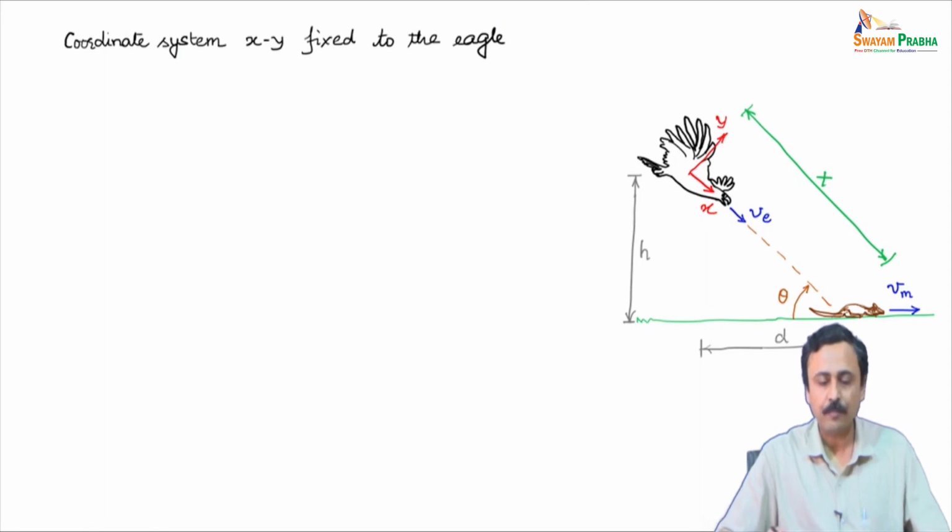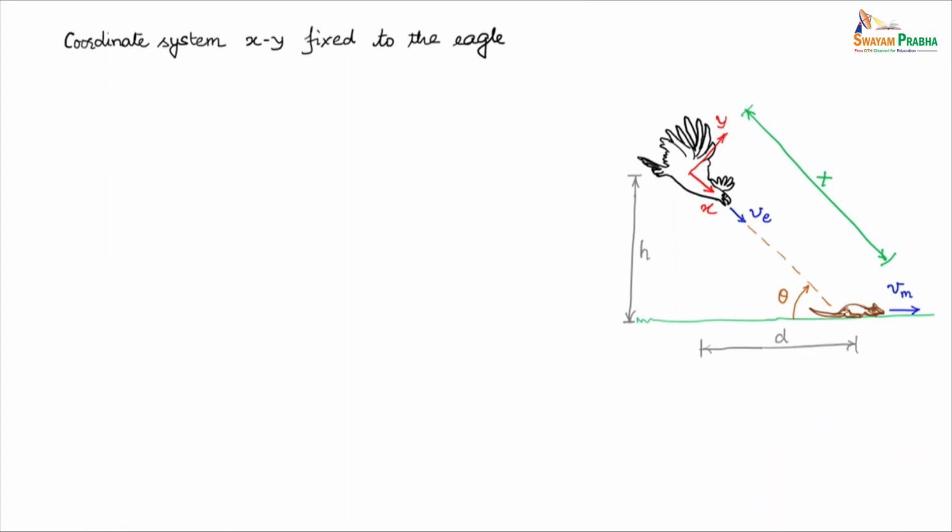In order to solve this problem, we fix the coordinate system on the eagle. I have shown you here, I fix the coordinate system x, y, z on the eagle, and it is fixed to the eagle, which means as the eagle changes direction, this x direction is going to change and hence the y. Capital X is the coordinate of the mouse in this frame along the x axis, and I have also shown the velocity of the eagle v e and the velocity of the mouse.